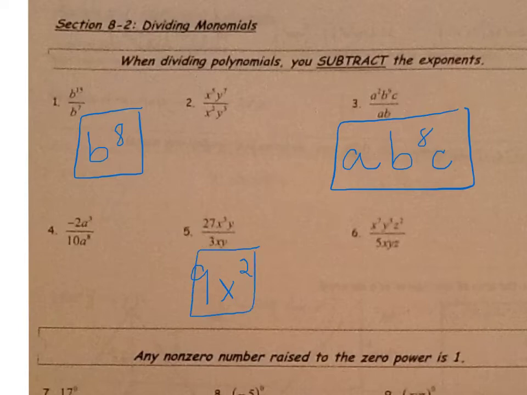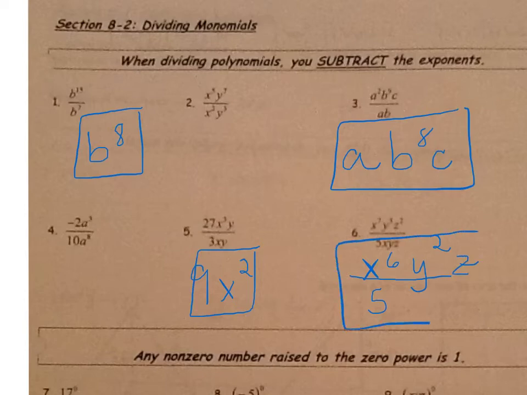Okay, let's try one more just like that. So the 5 on this one is on the bottom. The 5 is just going to stay on the bottom. Nothing you can do to that. X to the 7th over x, subtract them, you get x to the 6th. Y to the 3rd over y, you get y squared. And z squared over z, you get z. And that's your final answer.